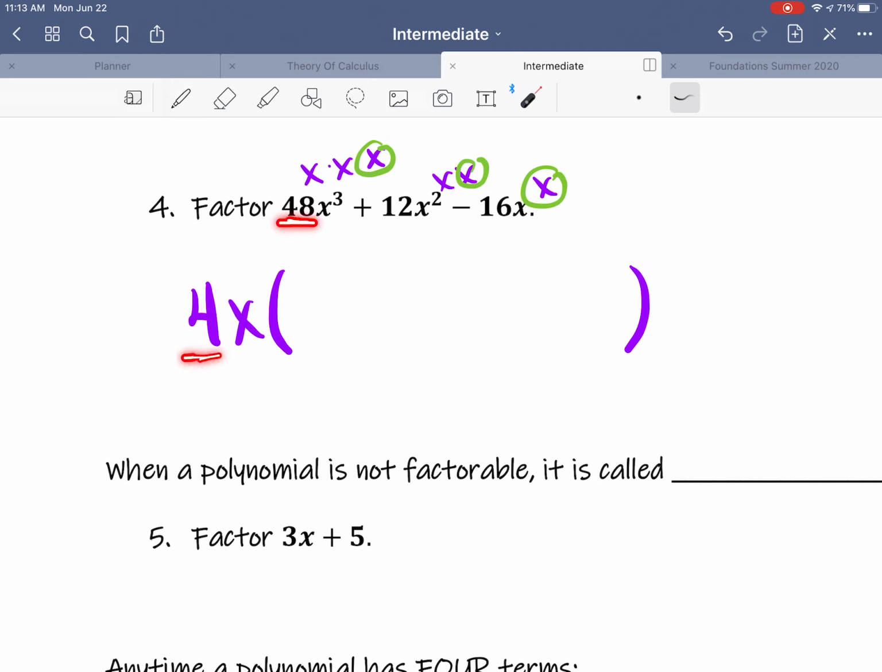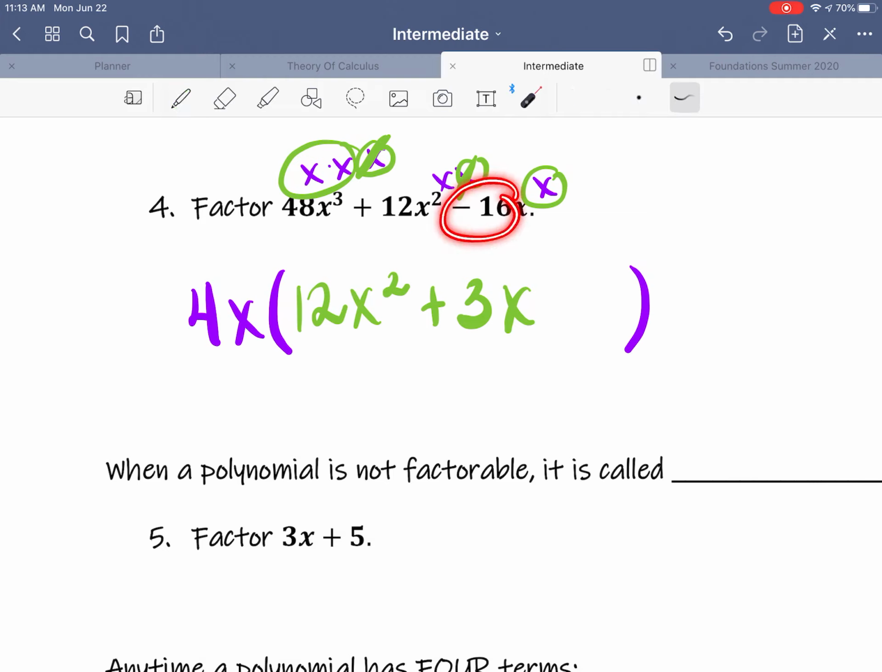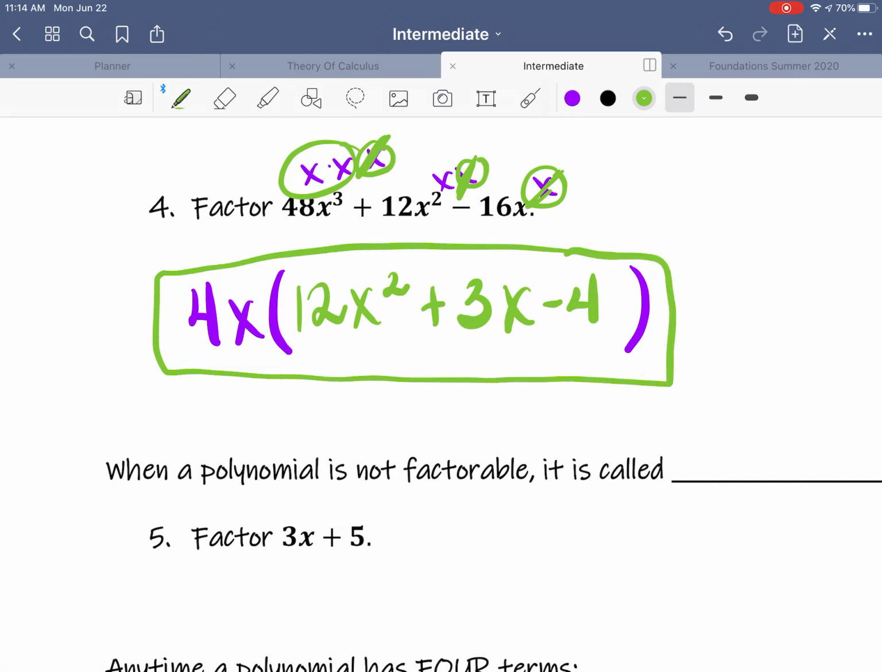And we're focusing on this first term. 48 divided by 4 is 12. And I took out an x, so I'm left with x squared. Positive 12 divided by 4 is 3. And then I took out an x, so I'm left with x. Negative 16 divided by 4 is negative 4. And I took out an x, so that's it. I'm left with 4. And this is factored form.